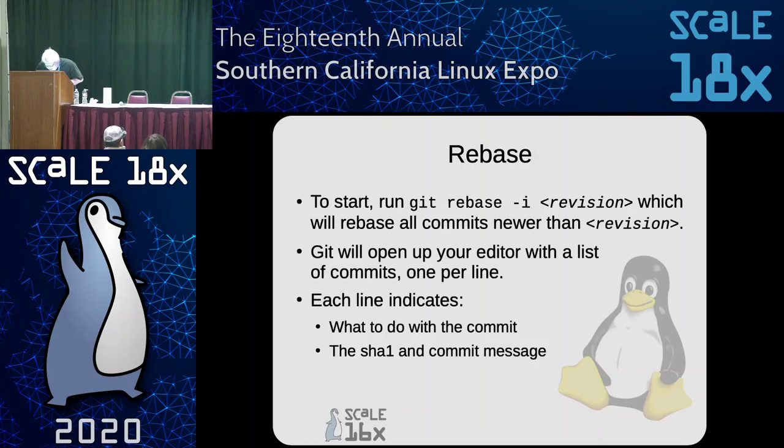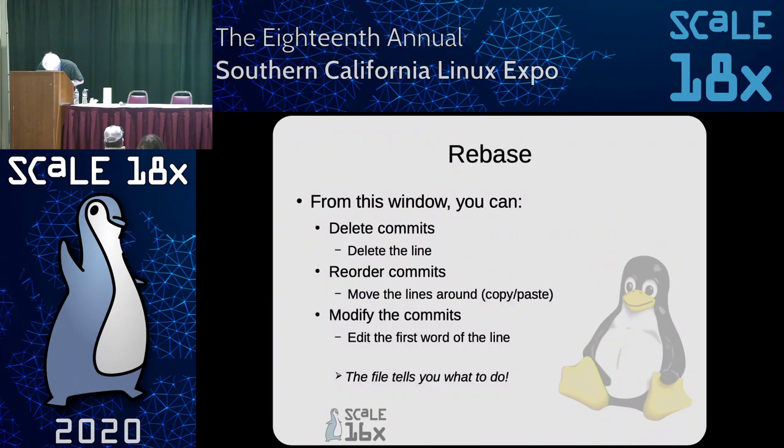So to start, you run git rebase -i followed by a revision, which will rebase all commits newer than said revision. When you do this, Git will open up an editor window with a list of commits, one per line. Each line indicates what to do with the commit. You use the editor to specify for each line what to do with the commit, and the SHA-1 and the commit message. From this window, you can delete a commit just by deleting the line.